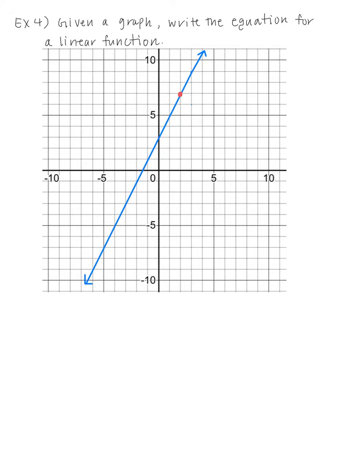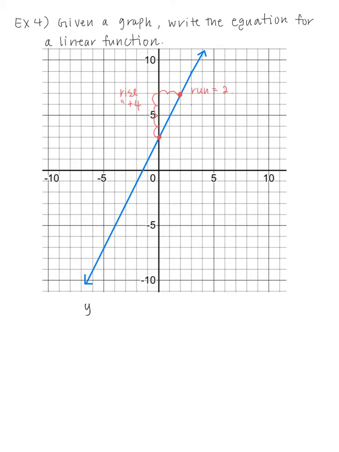Okay, so what we want to do is start from our y-intercept and count how many units we went upward and how many units we moved towards the right. Here it looks like 1, 2, 3, 4. So our rise is 4, and then our run is positive 2. Okay, so I think we're good to go.